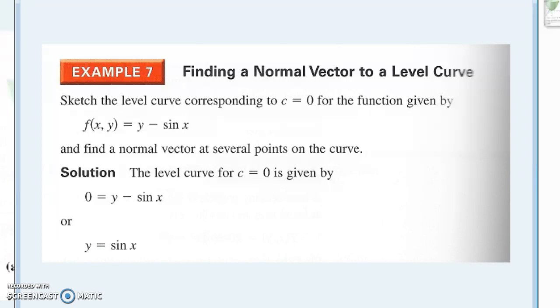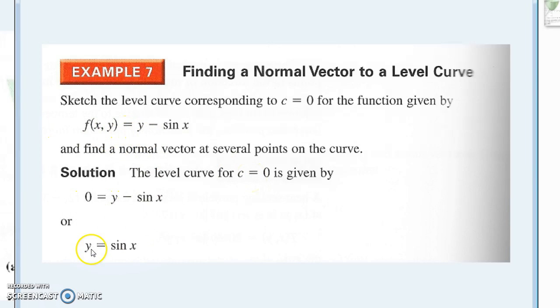We see how in the previous example that if we want to find a normal vector to a function like y equals the sine of x, we can cook up a function of two variables so that the graph of this y equals the sine of x is the zero level curve of this function of two variables.